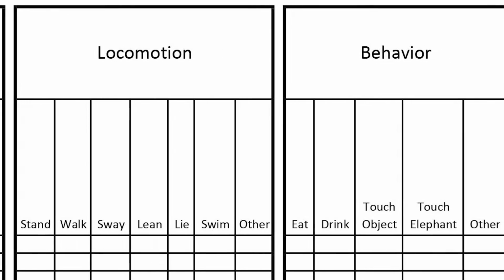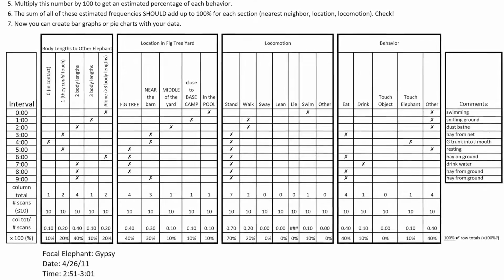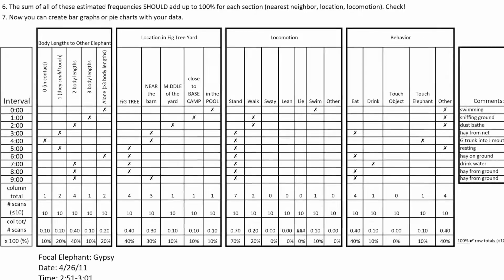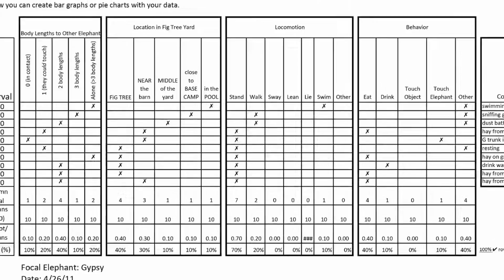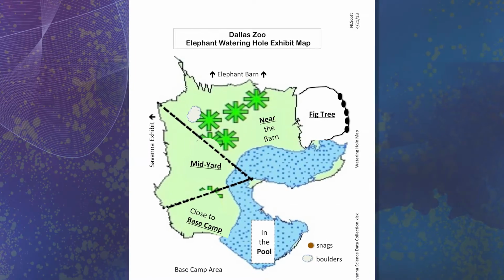Let's look at a sample data set for Gypsy the elephant. So just by looking at the location data, Gypsy started out in the pool and moved over to near the fig tree in the first 5 minutes. Here's a map of the area. So Gypsy moved along this area in the first 5 minutes.